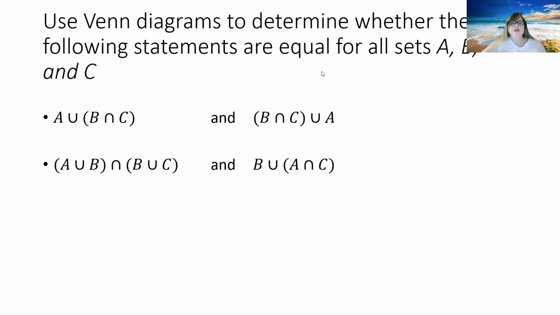Okay, I want to use Venn diagrams to determine whether the following statements are equal for all sets A, B, and C. Okay, no problem. So I want to know, is this statement equal to this statement?